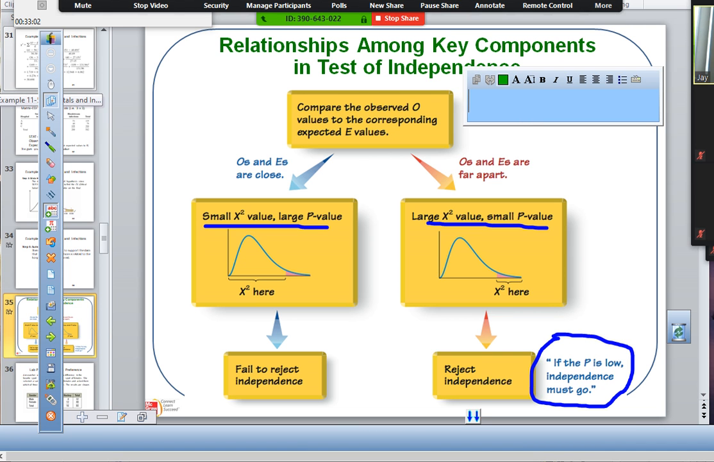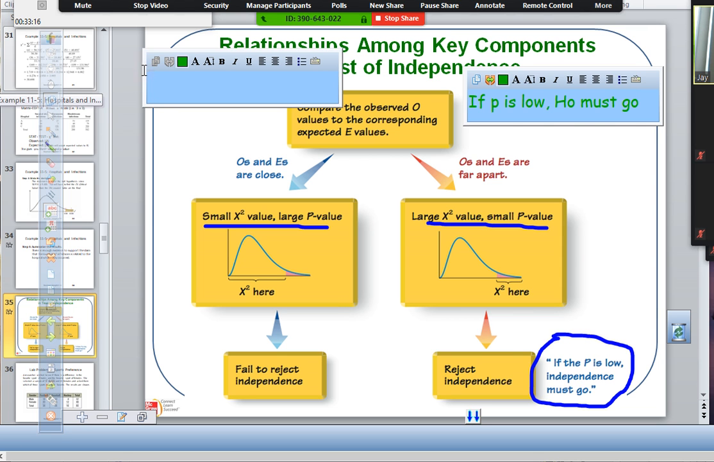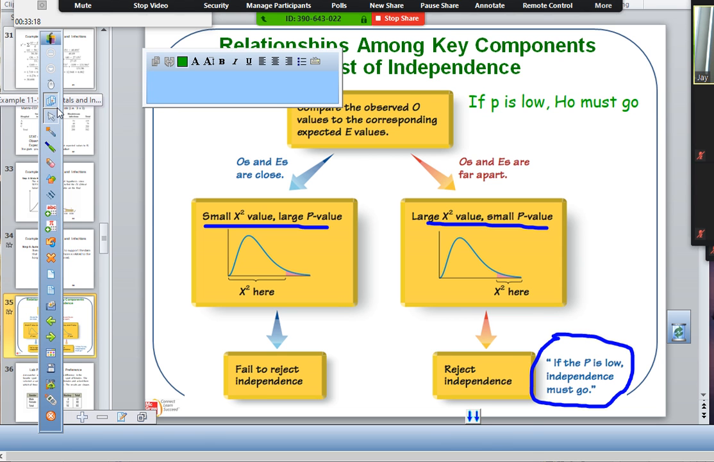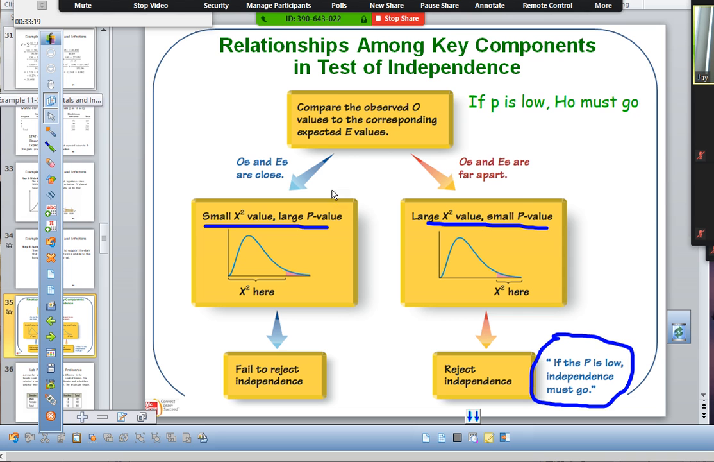If p is low, H naught must go. In other words, we're going to kick it out and reject it. I kind of like that. That's kind of neat. So at any rate, that's one thing to remember if you're having trouble with it.